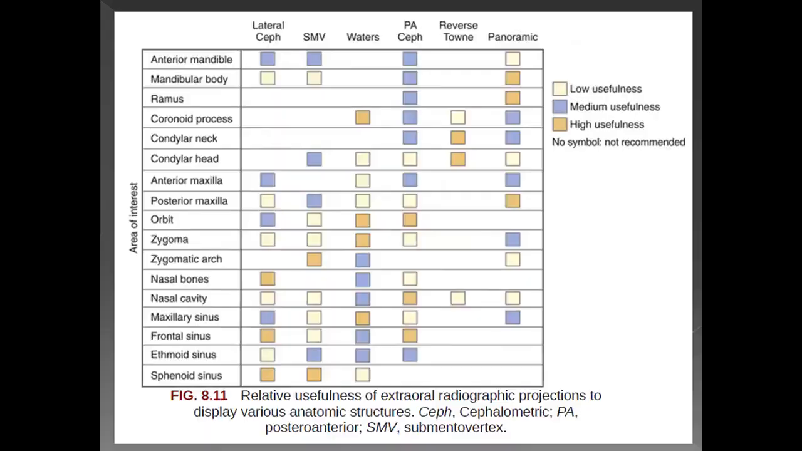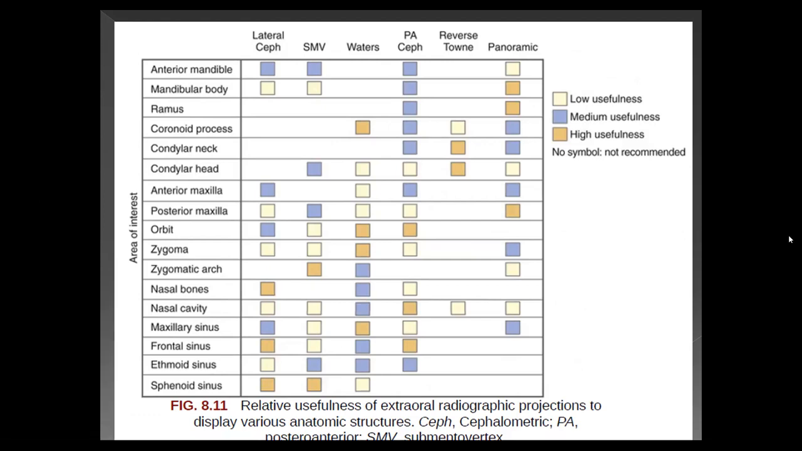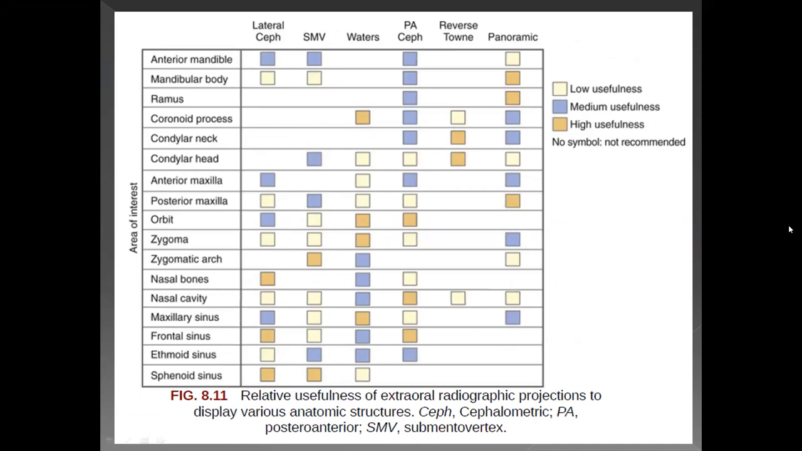Okay. So now coming to the usefulness of these X-rays. This is a table that I've taken from Essentials of Dental Radiology by Eric Whaites. It has evaluated the relative usefulness of different extraoral radiographs. The white ones that you see are low usefulness. The blue ones are of medium, and the orange ones are of high usefulness. Where there is no symbol given, that is an indication that this is not recommended.